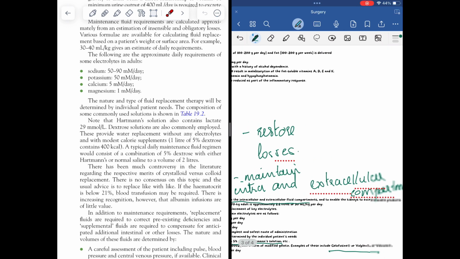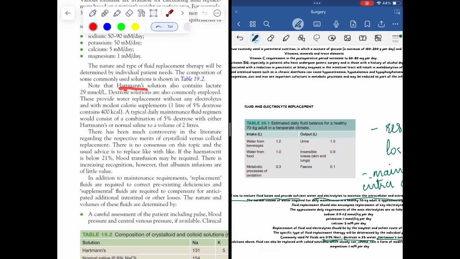Okay, so I'm just highlighting the stuff from the textbook, for those who are reading the textbook alongside watching the video. A typical daily maintenance fluid regimen would consist of a combination of 5% dextrose with either Hartmann's or normal saline to a volume of 2 liters.